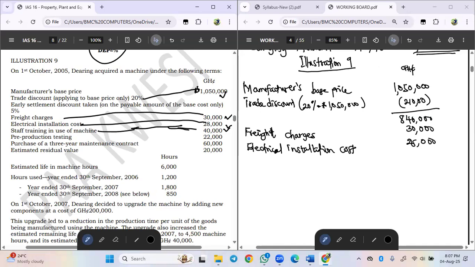So this staff training in use of this machine is not part, per the standard. You cannot add it, because if you are training your staff to use the machine, that's not an element of cost. The asset is already in its usable condition. All right, the pre-production testing is part. That one is 22,000.